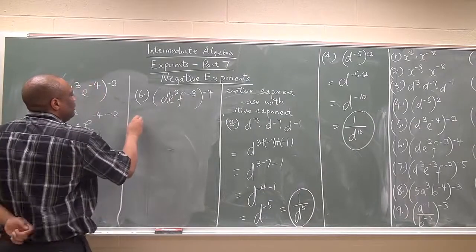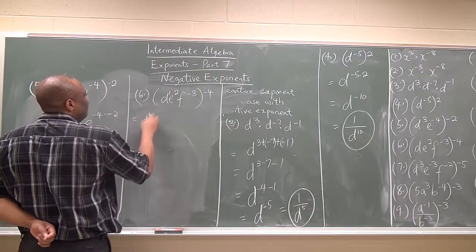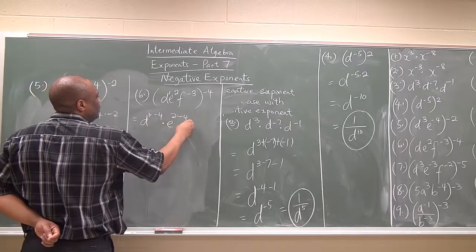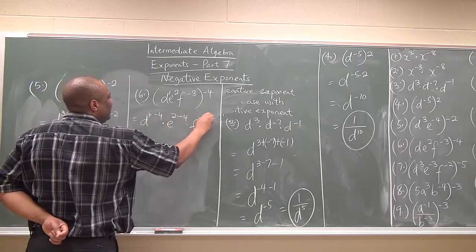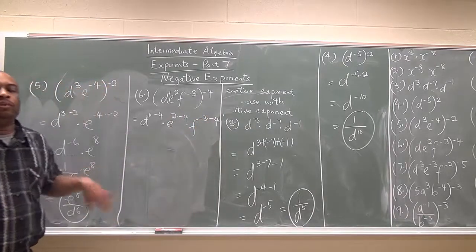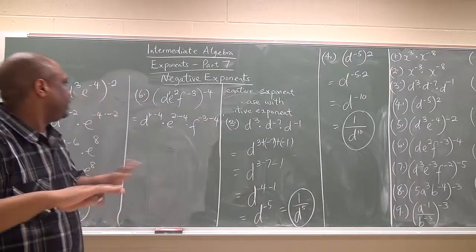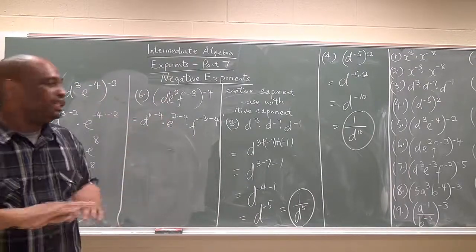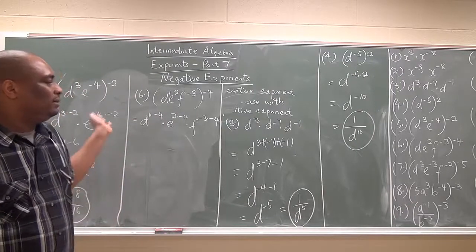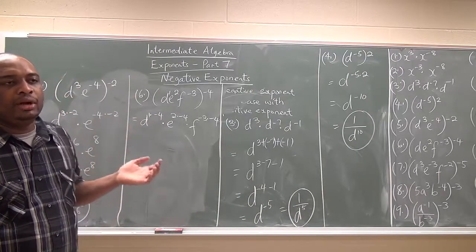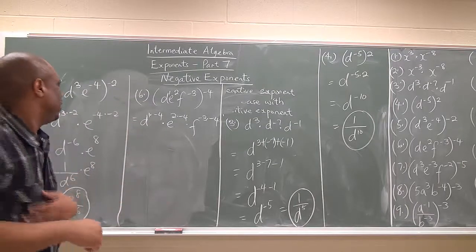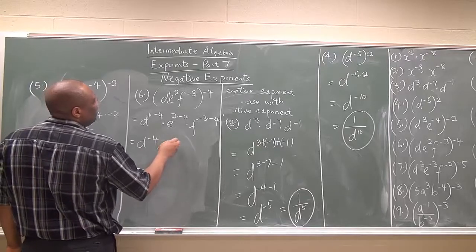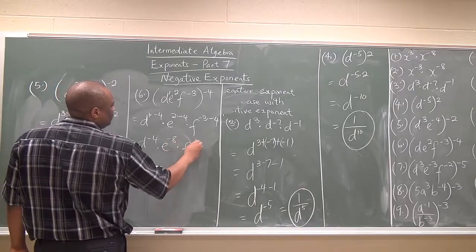So, this will be d to the 1 times negative 4, times e to the 2 times negative 4, times f to the negative 3 times negative 4. You dissociate. When you have this, you want to separate them. You dissociate, you solve it, then you associate. So this is d to the negative 4 times e to the negative 8 times f to the 12.